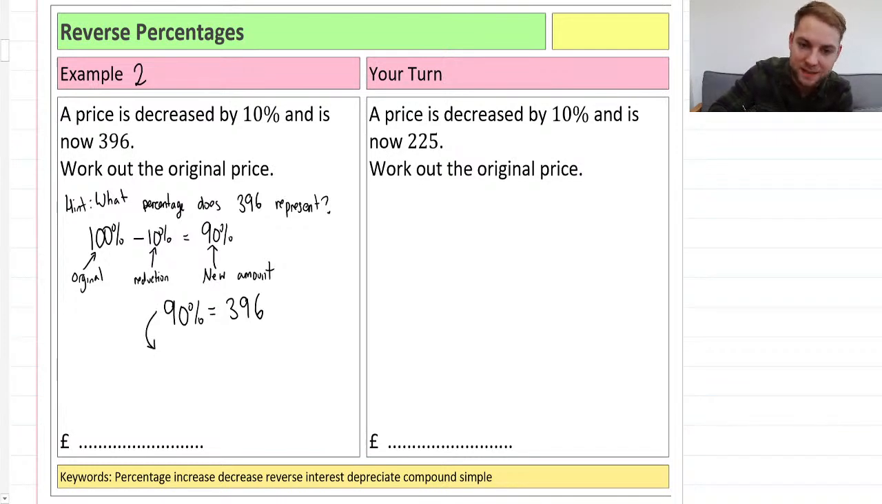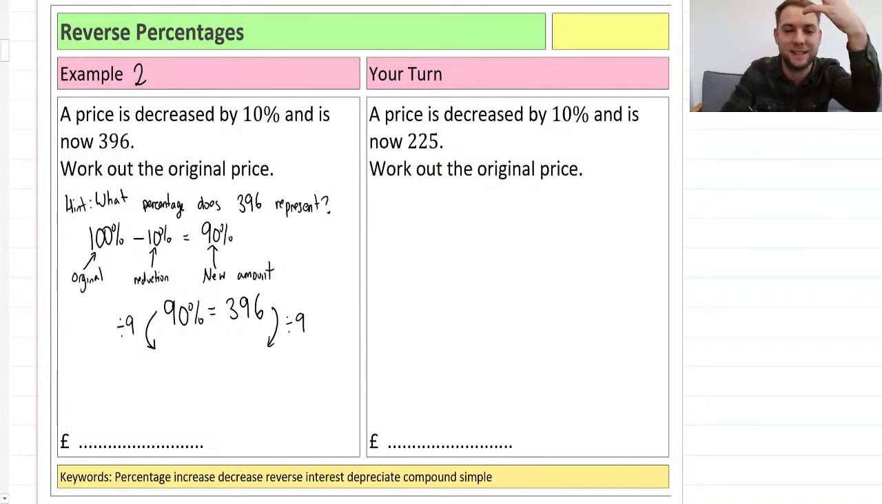So I get to 10% by dividing by 9. Divided by 9, because usually when we find 10% we divide by 10, but that's because it's 100 divided by 10. Now our starting point is 90, it means we need to divide by 9. So 90 divided by 9 is 10%.